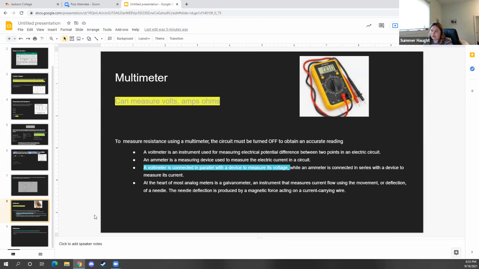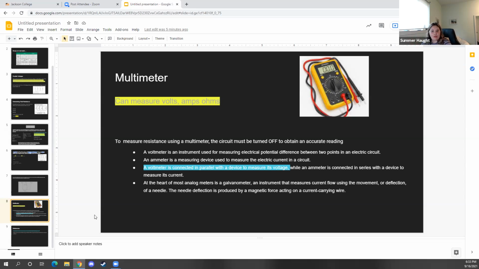So the last little bit, which is the easy portion of this week, talks a little bit about a multimeter. Hence the word multi, it means that it can measure multiple things. So a multimeter can measure volts, which is voltage, amps, which is current, or ohms, which is resistance. And this is applicable to real world situations, which is why we talk about it.